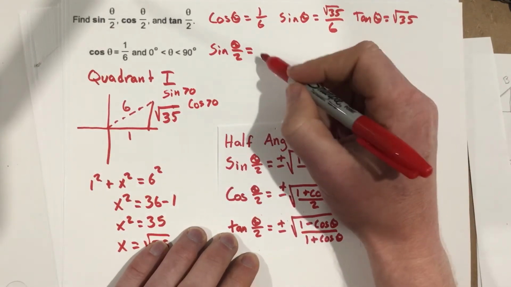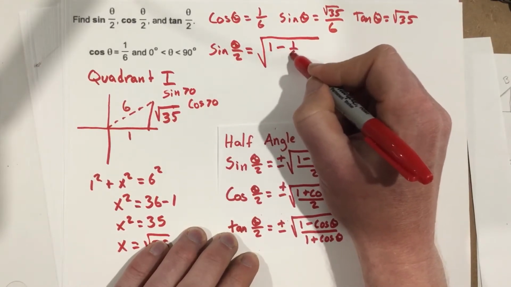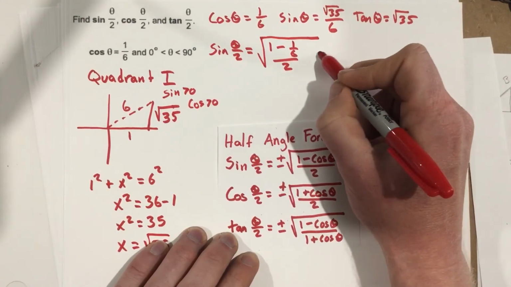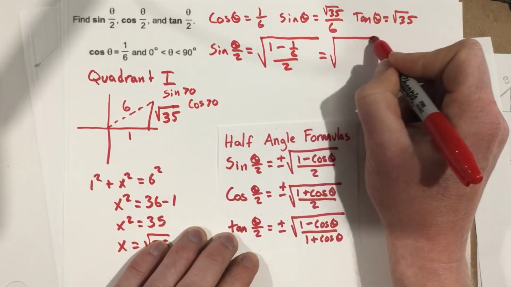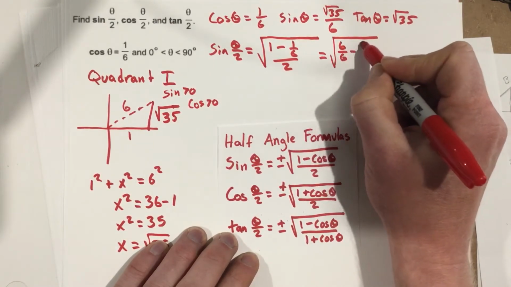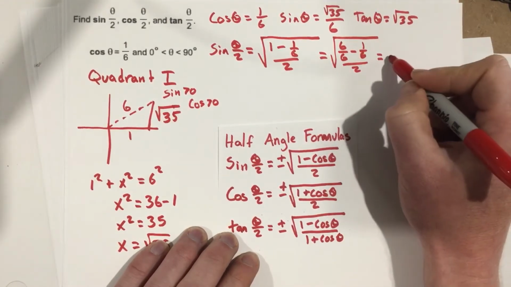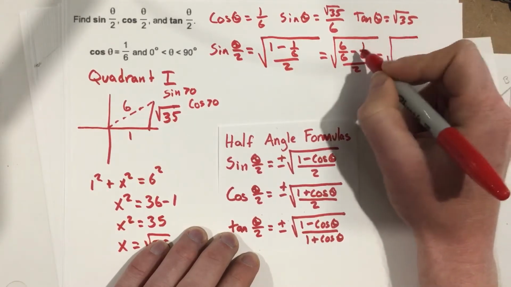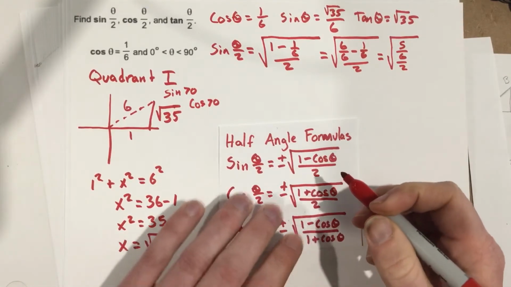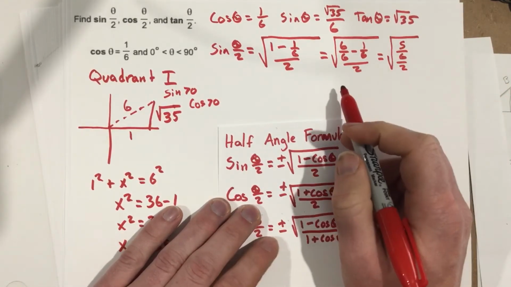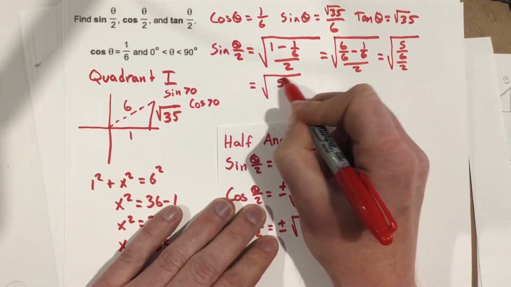So we're going to say that that is root of 1 minus 1/6 over 2. We're going to find a common denominator here. So that's root of 6 over 6 minus 1/6 over 2, which is going to give you root of 5 over 6 over 2. So then I can combine those together, and that'll be root 5 over 12.